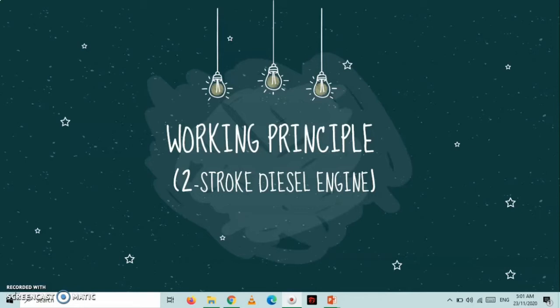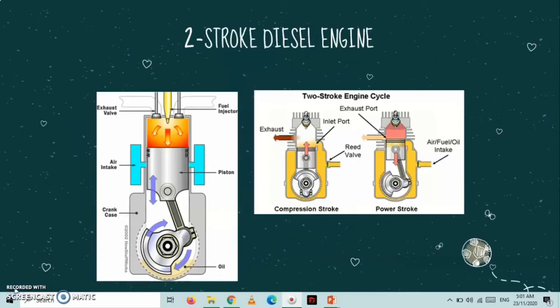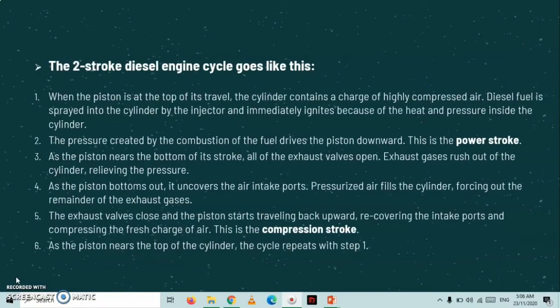01 DKM18F1047. In this part 1, I will explain about working principle for 2-stroke diesel engine. As we can see here, this is an example of a cross-sectional picture for this 2-stroke diesel engine. It's also shown and labeled some major parts that are in a 2-stroke engine, such as exhaust valve, fuel injector, piston, and crankcase. The 2-stroke engine cycle or working principle is just like this.